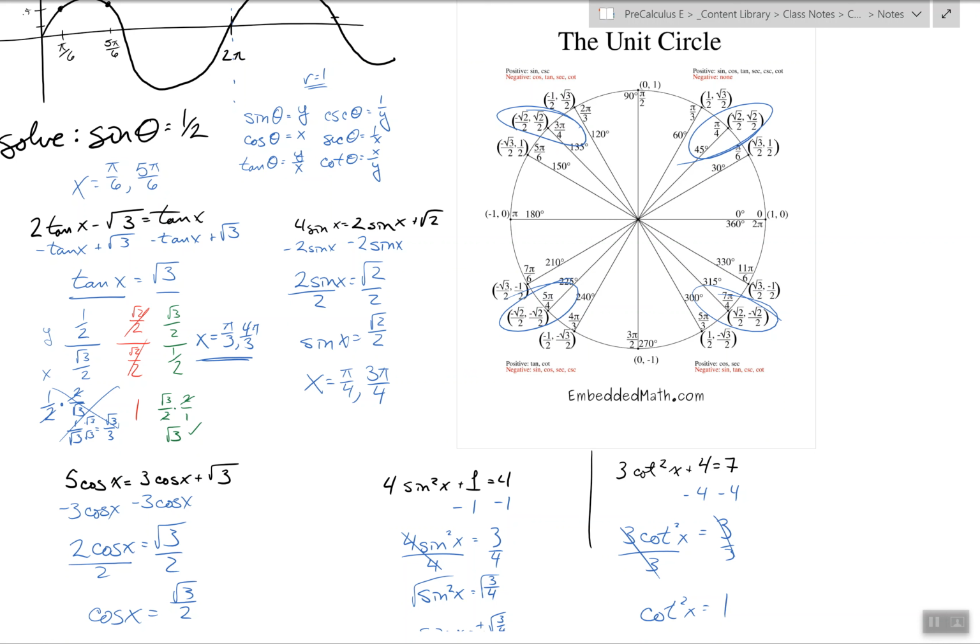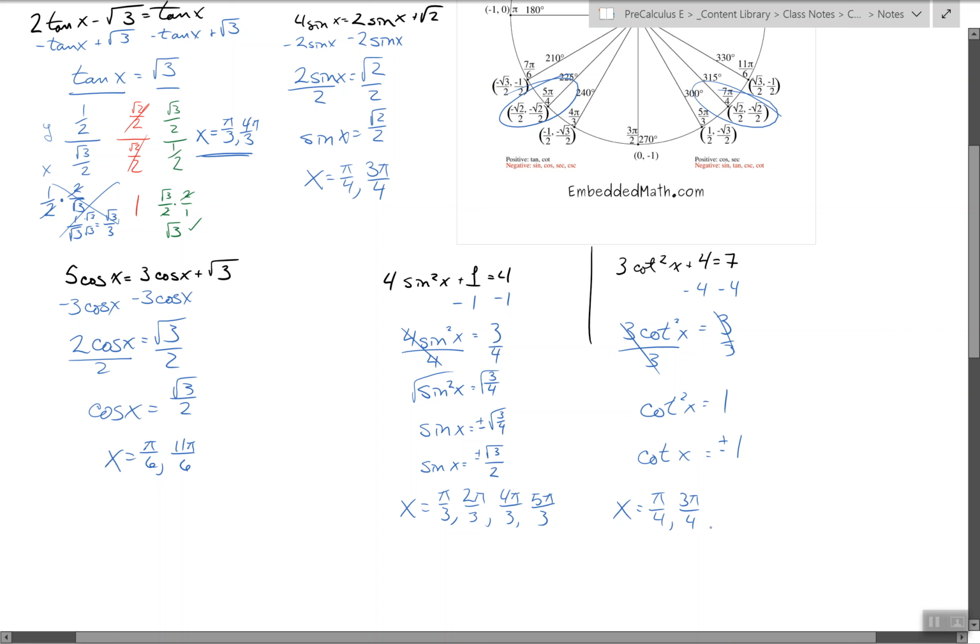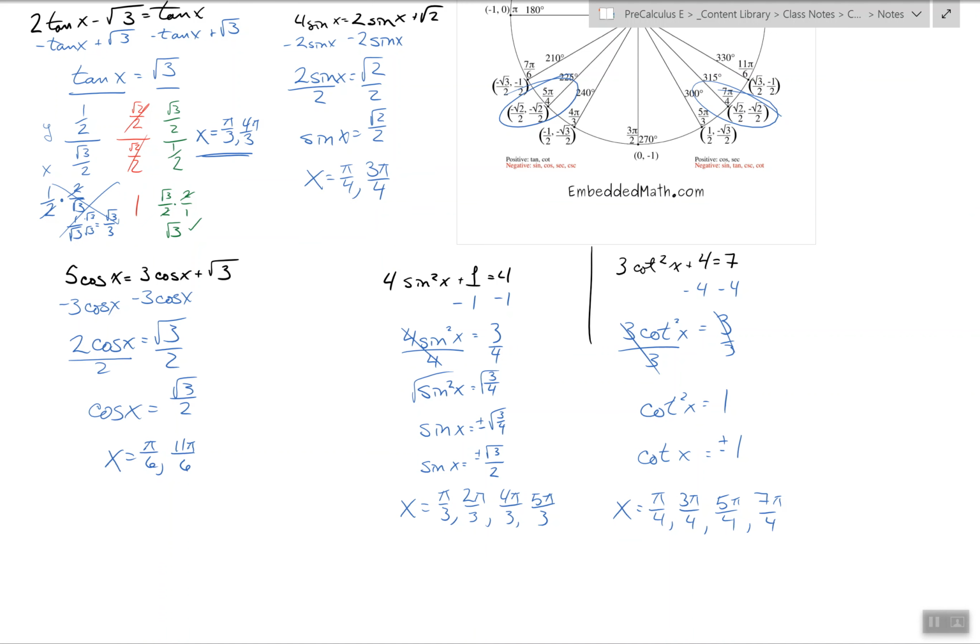We have, again, 4 solutions, just like with the sine problem there. Pi over 4, 3 pi over 4, 5 pi over 4, and 7 pi over 4. So we have 4 solutions. Since the trig function was squared, we have both the positive and negative versions of the coordinates.